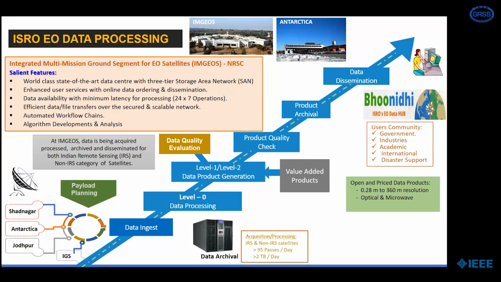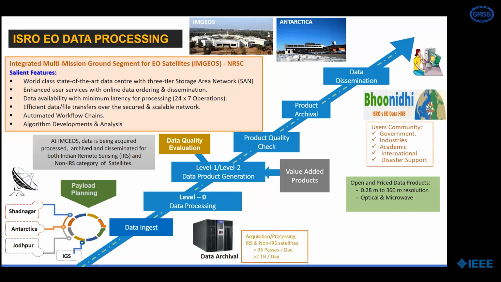So ISRO is giving so much EO data in optical, microwave, thermal and multispectral. NRSC has the IMGEOS complex, which we call the Integrated Multi-Mission Ground Segment for Earth Observation Satellites. Whatever sensor data is developed by ISRO, the data will be acquired at our ground station situated at Shadnagar. We also have other ground stations at Maitri, Antarctica, and Jodhpur in India. We use all three ground stations to download our data. Once downloaded, all the data is transferred to our IMGEOS complex at Shadnagar NRSC, where it will be processed.